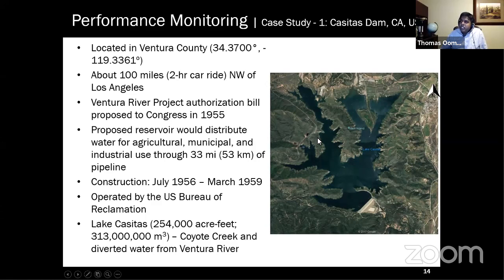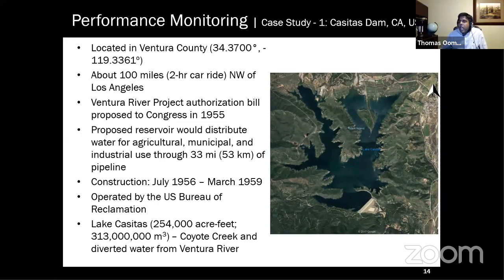Very close to that previous satellite scene that we evaluated, this is a dam called the Casitas Dam in northwest of Los Angeles, located in Ventura County, about 100 miles northwest of LA. This dam was authorized by the US Congress in 1955, and the construction happened from 1956 to 1959. It is built on Lake Casitas, which is 254,000 acre-feet in dimension.